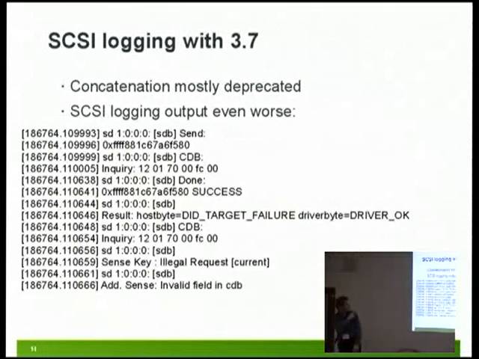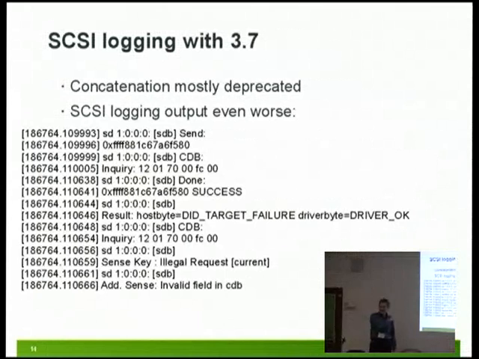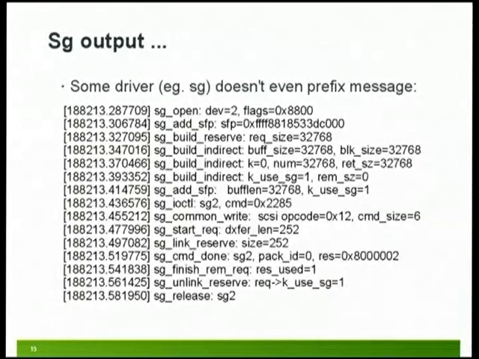And this was the nice output, because on 3.7 the rules for concatenation got somewhat tightened, so now it looks like this every time. So you have a send, and then there's the pointer, CDB followed by the string, and so on and so forth. Under high load, this is impossible to debug. You have no idea what's going on. And then obviously there are some drivers which do not attach any information at all. Just print, all right, I did this, I did that, I did that. All right, nice, but which device again?